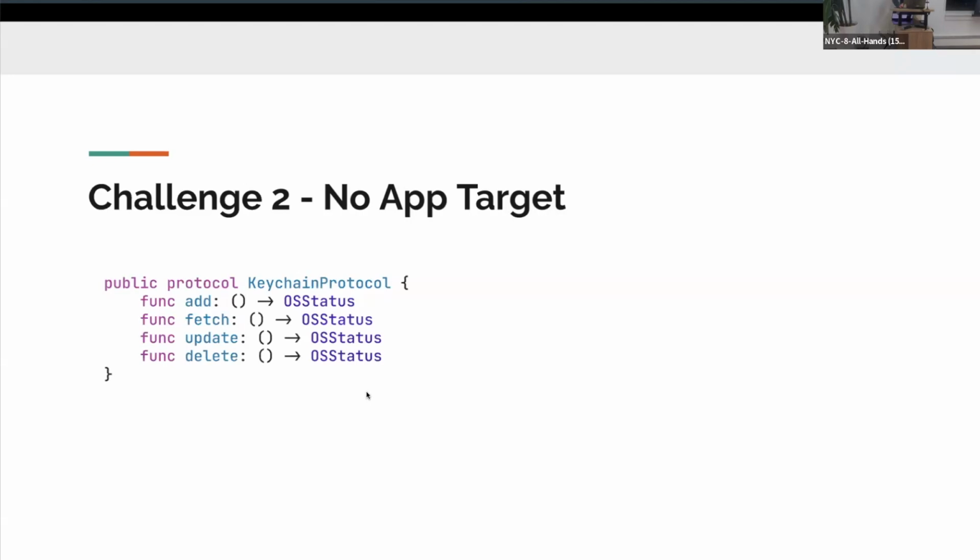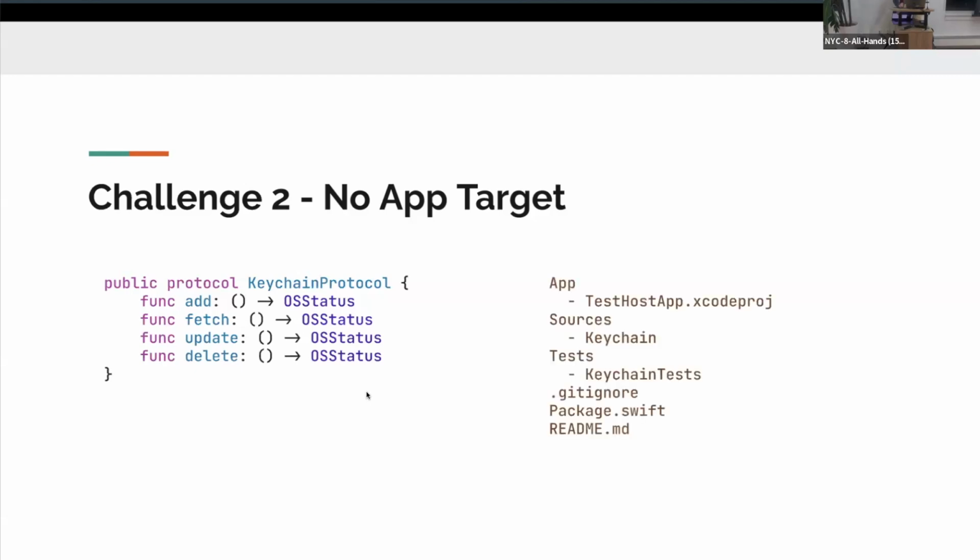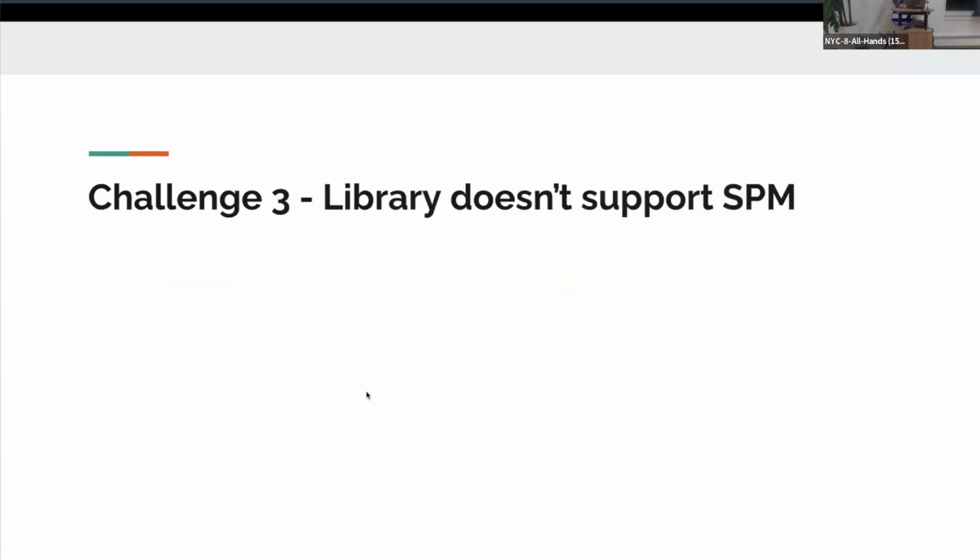Challenge number 2, no app target. I don't know how many of you use the Keychain API from Apple, but if you want to test it using unit tests, you have to have a host app because it requires entitlements. So how do we do that? One way is creating a protocol and mocking it, doing dependency injection, and that's easy. Another option is creating a test host app Xcode project and using that only for testing purposes. I recommend the first approach.